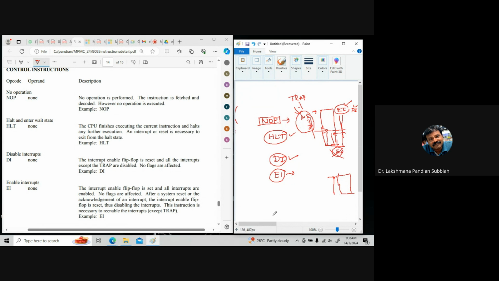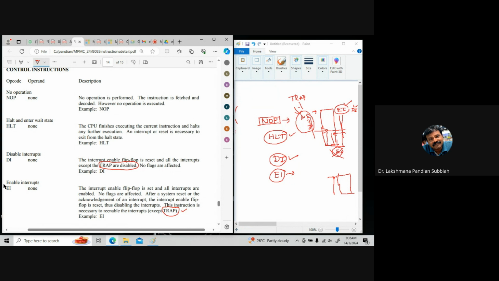But the trap is, it won't use that one, right? The trap is actually always allowed. The trap is an interrupt that enable and disable interrupt won't affect. So except trap, the trap won't be disabled in any case. Trap actually has the highest priority among the interrupts, right?